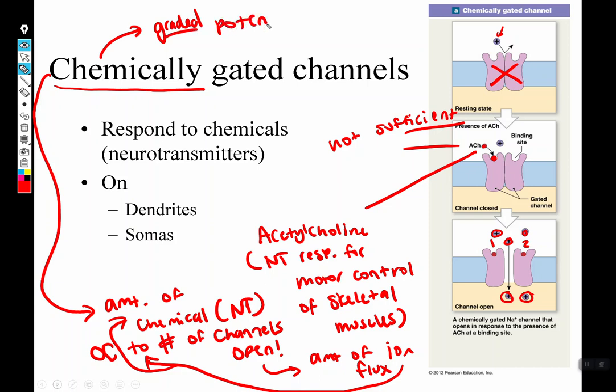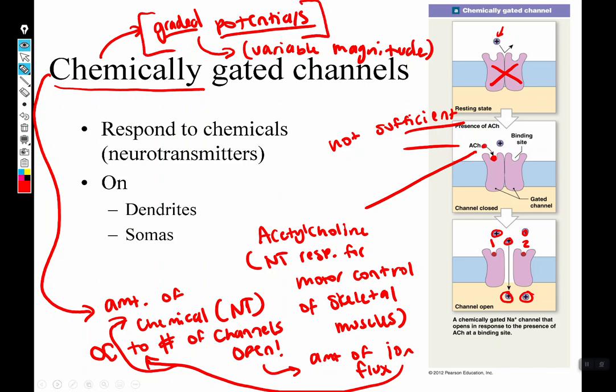graded potentials. Because graded means variable magnitude. So that means that you can have different flavors of graded potentials. You can have a big one where there's a lot of change. You can have a small one where there's not very much change. Sometimes the change is enough to get us to action potential territory. Sometimes the change is not. So any gated channel whose amount of openness is contingent upon a chemical is going to produce graded potentials.